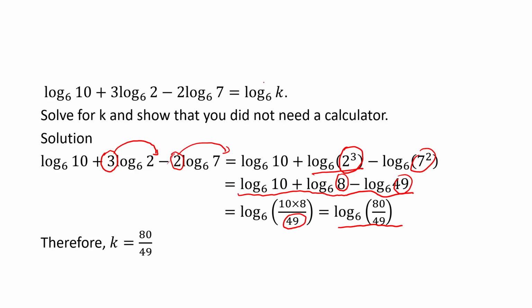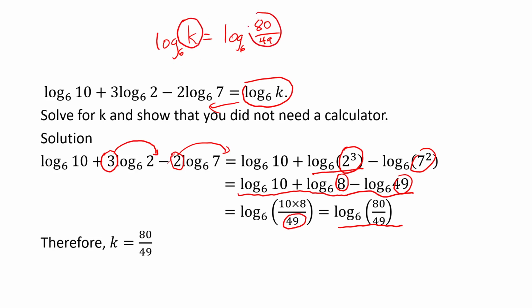So now, keep in mind what we're saying. The log base 6 of k is equal to all of this. So we're saying the log base 6 of k is equal to the log base 6 of 80 over 49. Well, by observation, you can see we've taken the log base 6 of both sides. So in reality, the arguments of these two logarithms must be equal to each other. So we're able to say that k is equal to 80 over 49. And we didn't need a calculator to do it.